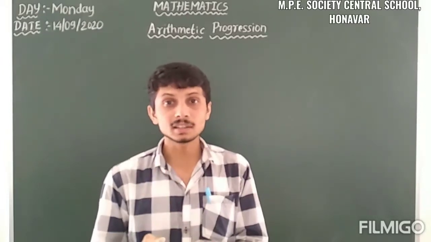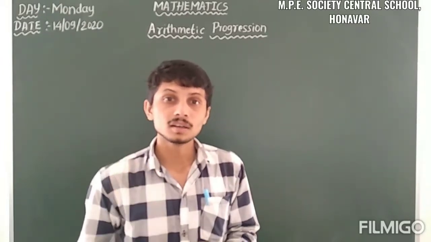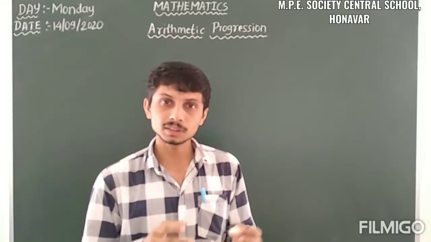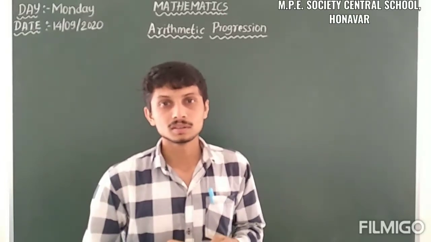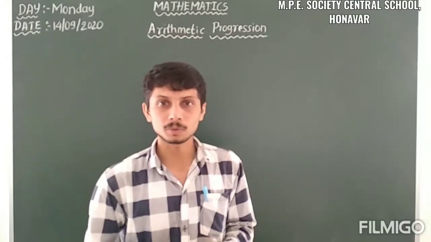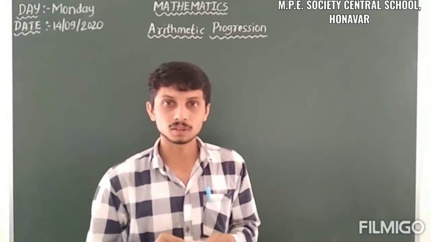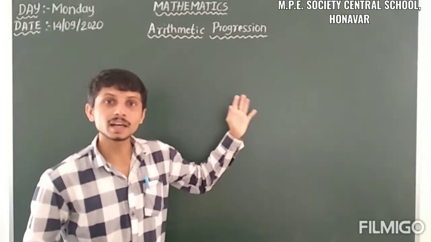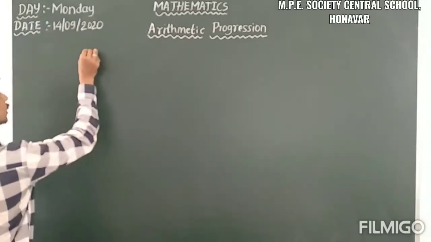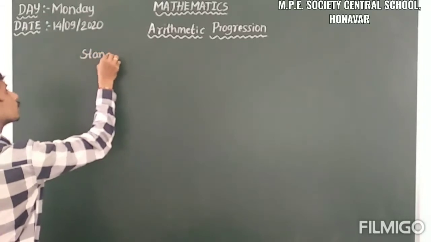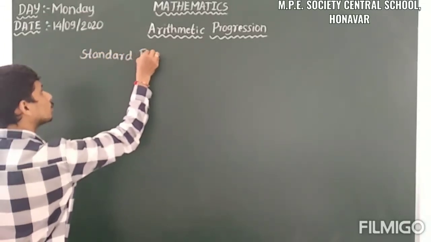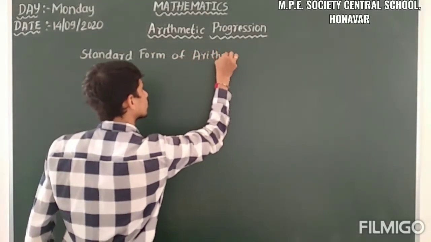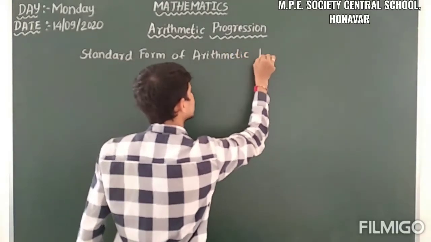That means the standard form must exhibit the definition or principles of arithmetic progression. It must hold good for the definition or principles of arithmetic progression. So let us discuss that. Here we have to discuss the standard form of arithmetic progression.